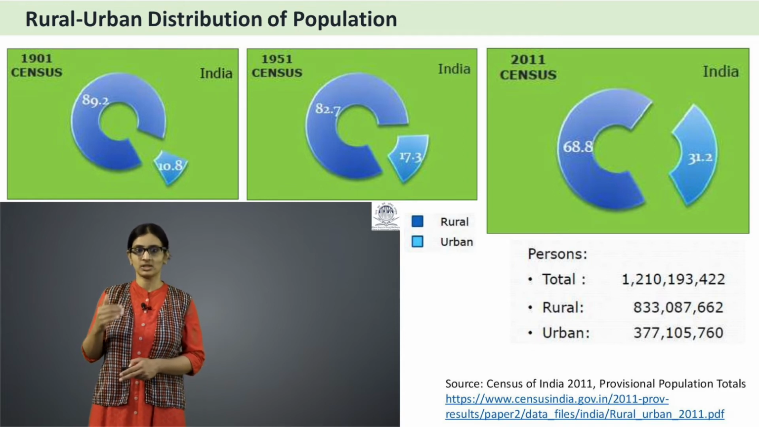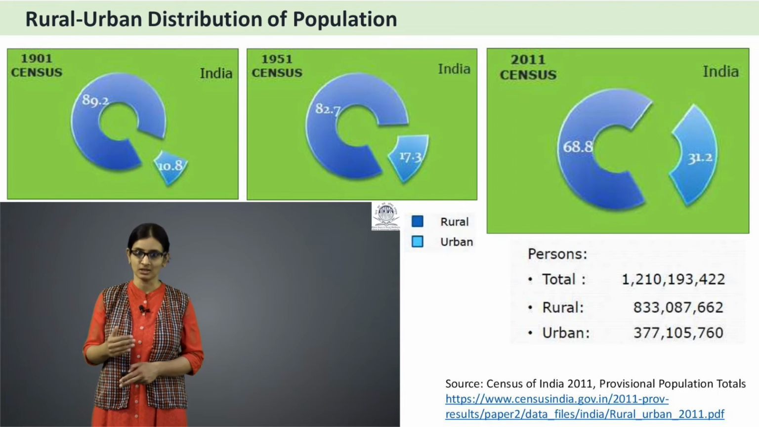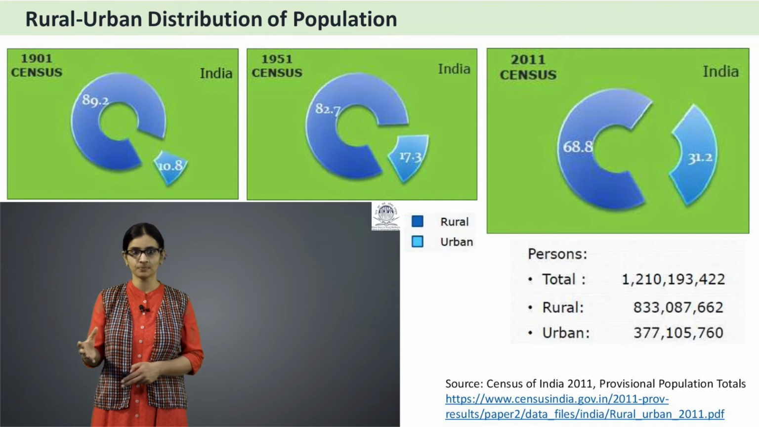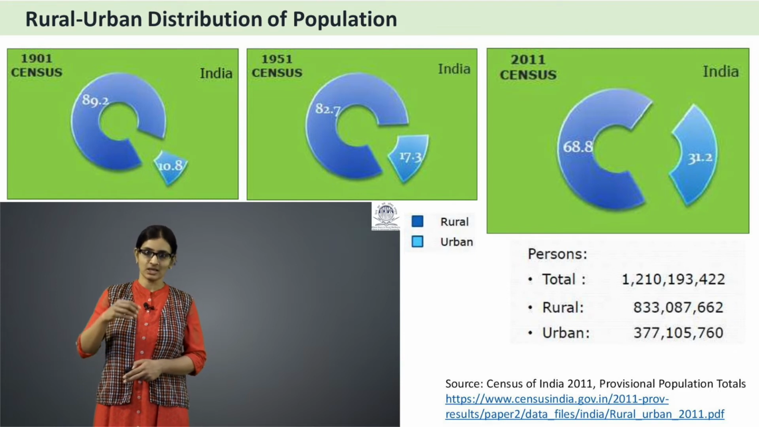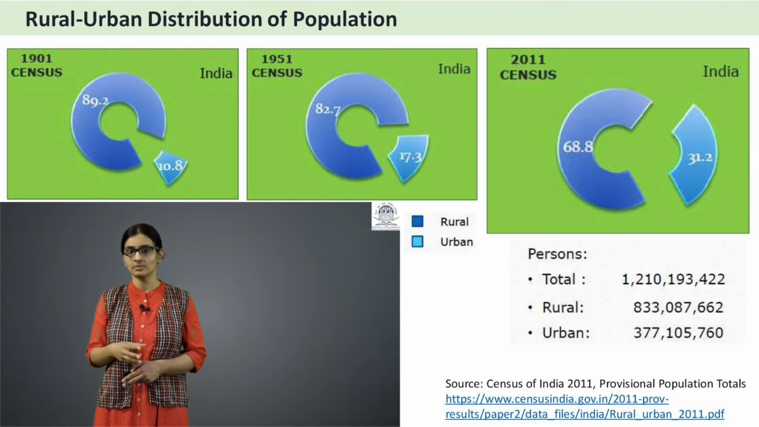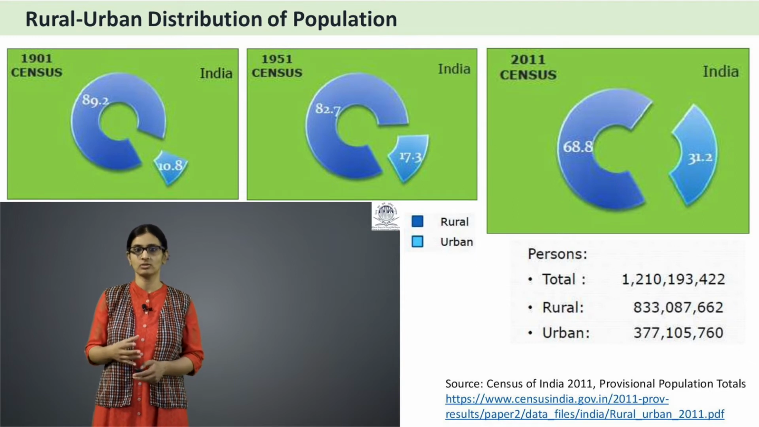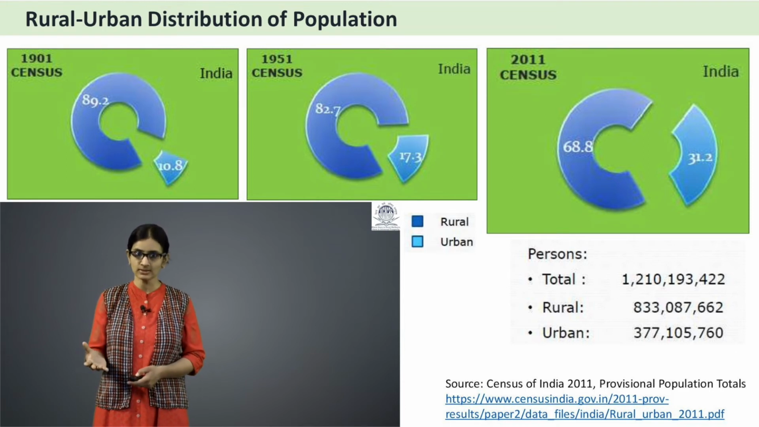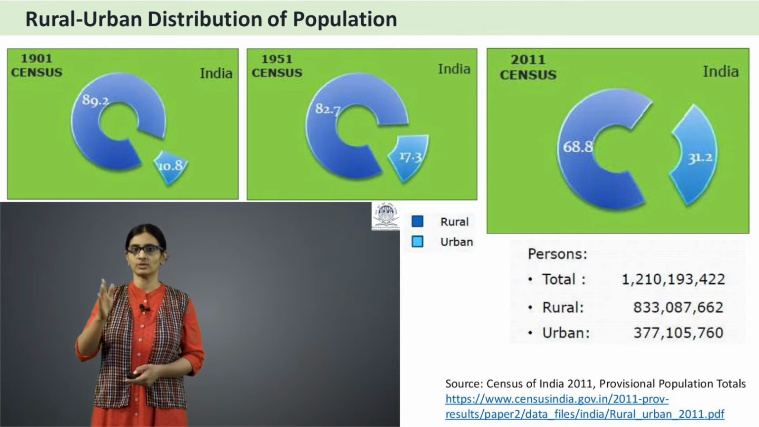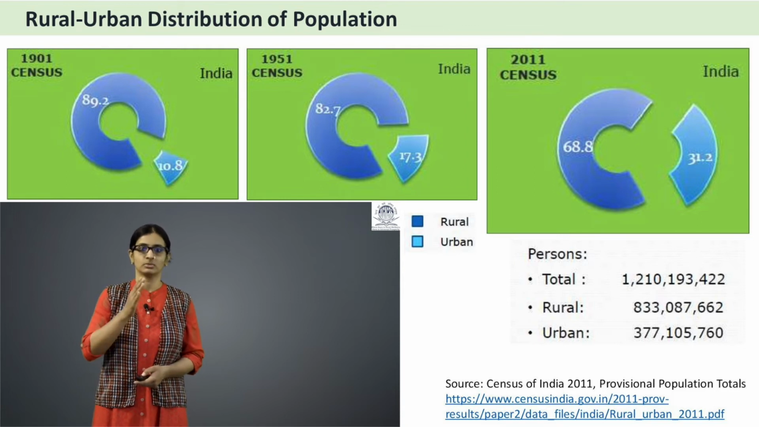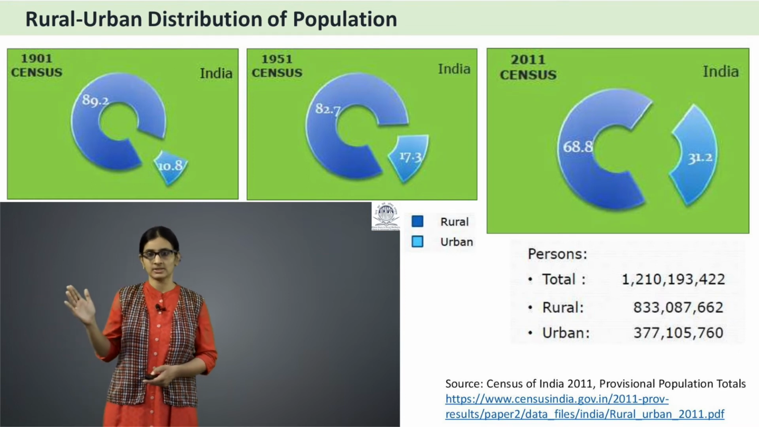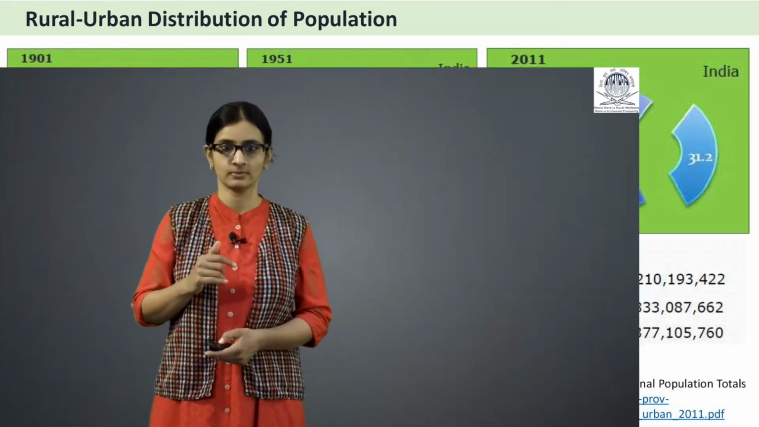The urban population is steadily increasing. Although a majority of Indians still reside in villages, the rise in population residing in urban areas can be attributed to increasing urbanization and a rural to urban migration in search of better education and employment opportunities. We see that urban population has increased from 10% to 17% to nearly 31% in 2011.